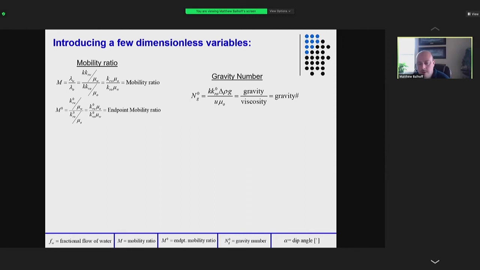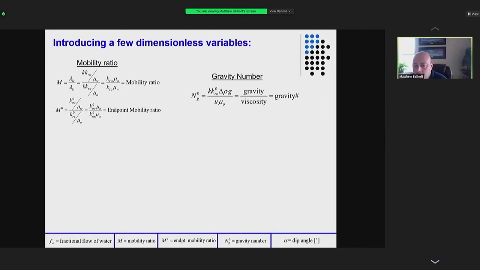Then there's another dimensionless number we talk about, which is the gravity number. Not surprisingly, that involves the use of gravity, and it's a ratio of gravitational forces divided by viscous forces. And you all have seen these types of dimensionless numbers before. In your transport class, you learned about the Reynolds number, which is the ratio of inertial to viscous forces. And you learned about the capillary number, which is also a ratio of forces. This is the gravity number.